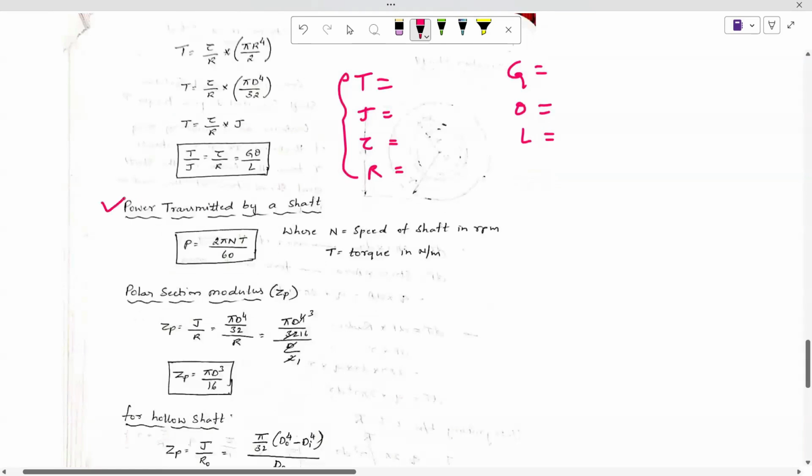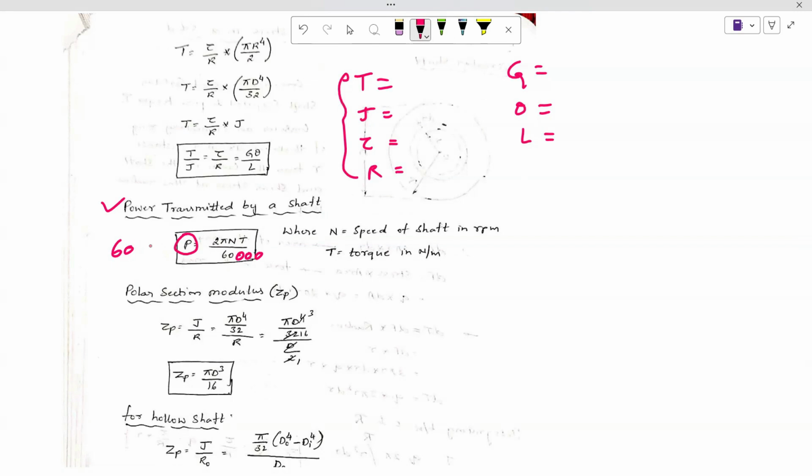Next is power transmitted by the shaft. So here the equation P is equal to 2 pi NT by 60. So here you need to be careful. In the denominator, if you are considering 60, then for the P value you need to substitute accordingly. For example, if power is 60 kilowatt, then you need to consider 60 into 10 to the power of 3. Otherwise, if you consider the denominator as 60,000, then this P value you need to consider as only 60, not 60 into 10 to the power of 3.